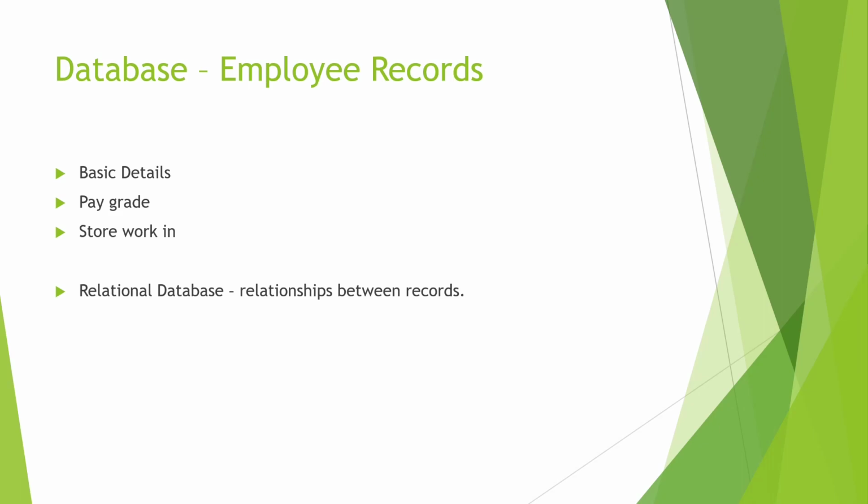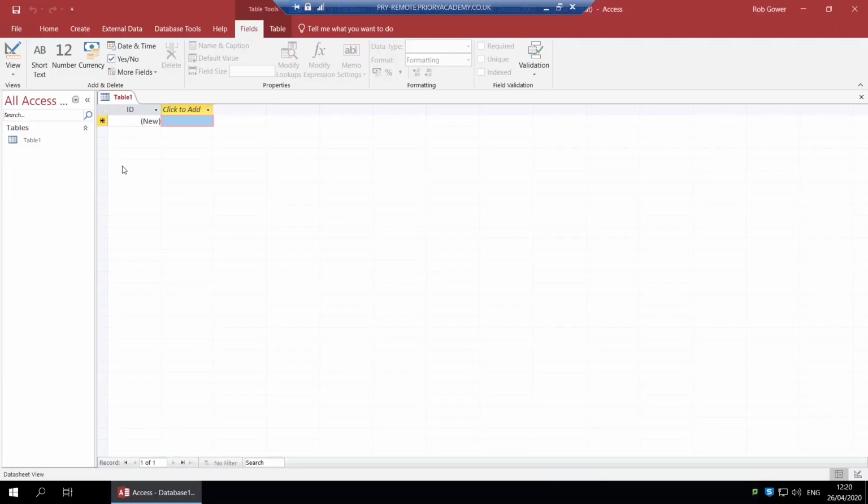But if you want to create links between different records and different sets of data, it's not really well suited for that. So a proper database where you can make a relational database, or relationships between records, is what you need. So I'm going to demonstrate some of those skills. Okay, so starting from scratch, I'm going to create a table for my employee records, for my employee details.